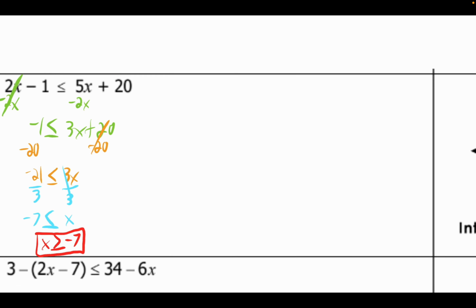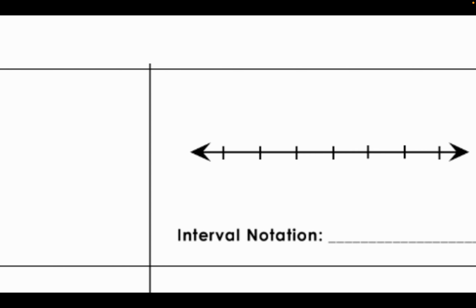Once again, you could box the light blue. I just prefer the red personally, so that's what I do. So negative 7 in the middle, negative 6 on the right, negative 8 on the left. A closed circle going to the right. And the interval notation is negative 7 comma infinity, with negative 7 being a bracket.